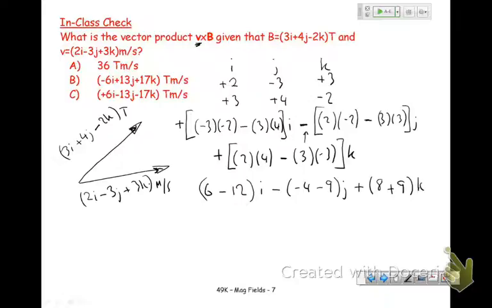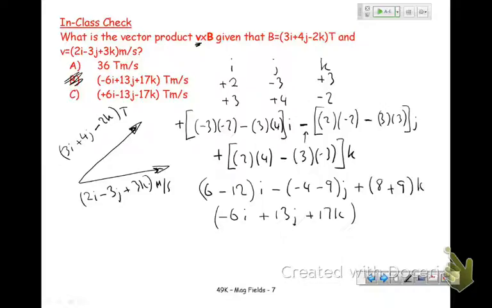Did I do that right? 6 minus 12, and minus 4 minus 9, and 8 plus 9 because it's a minus 9. So that's going to be minus 6I, and minus and minus makes plus 13 J, and then 17K. And hopefully the answer's there. Minus 6, 13, and 17. Agreed?